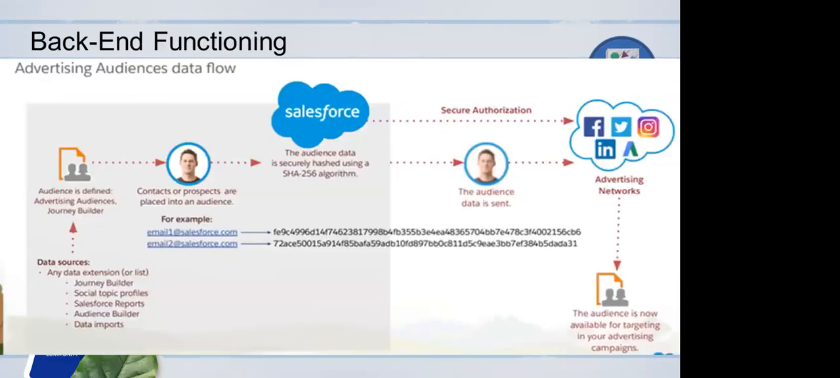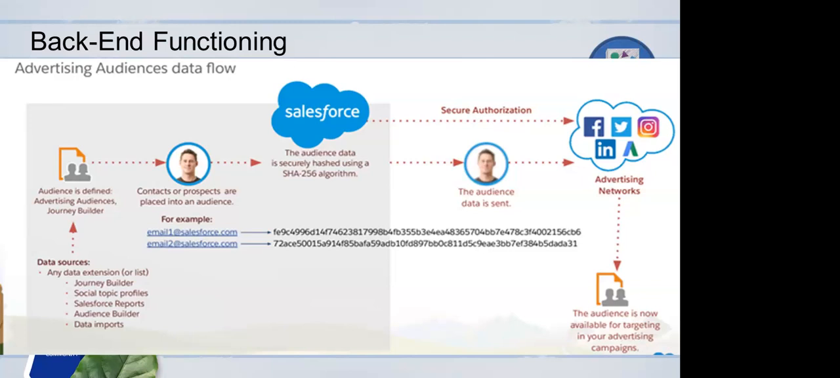Now, in terms of what happens at the backend, this is an overview of the backend functioning when we are running an ad and defining a use case with respect to the ad audience. In the backend, if you see from the bottom left, you define your data source. Let that be any data extension or any list via which you define your audience, and you set up your audience.